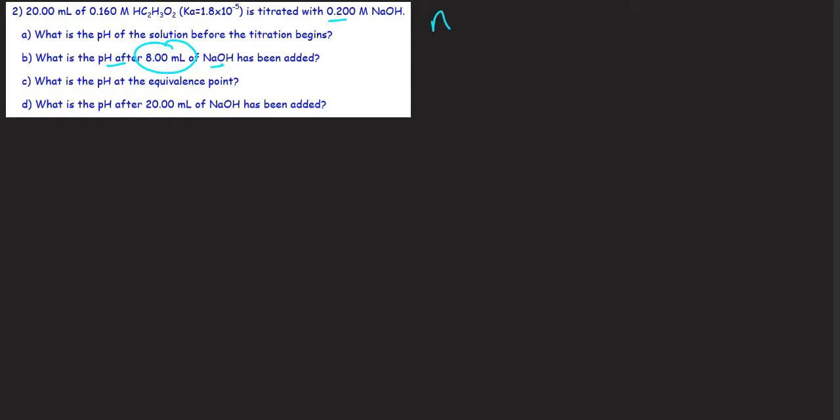You need to figure out how many moles of acid you have. We have volume, 20 mils, and we have concentration. So it's volume times concentration: we convert 20 milliliters into liters and multiply that by the concentration, and we end up with 3.2 times 10 to the minus 3 moles. So this tells us that we have this many moles of acid in total, of HA.